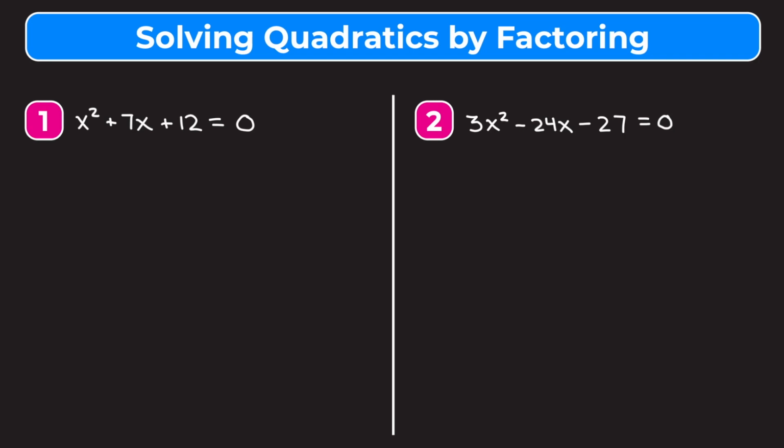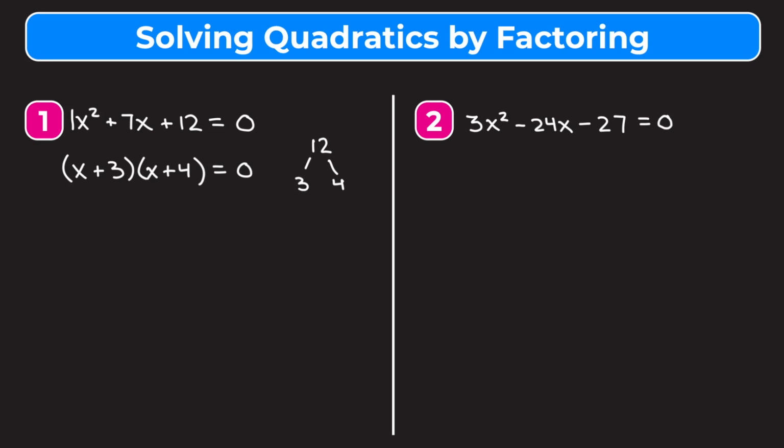Remember to factor a quadratic where the leading coefficient is 1. In this case, we just have a 1 in front of the x squared. We just need to find two numbers that multiply to our c term of 12 and add to our b term of 7. So I'll write 12 right here, and we need to find two factors of 12 that add to 7. Our factors are going to be 3 and 4. Now we're going to factor this as x plus 3 times x plus 4, and that's equal to 0.